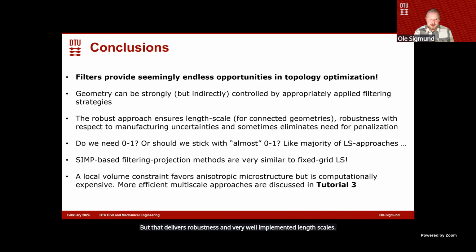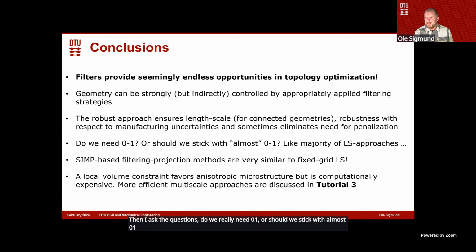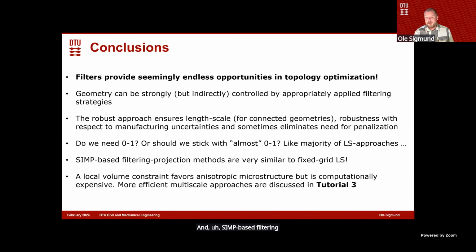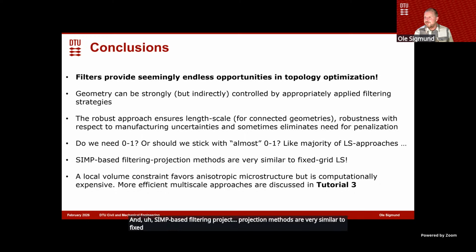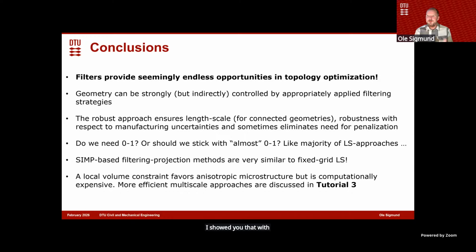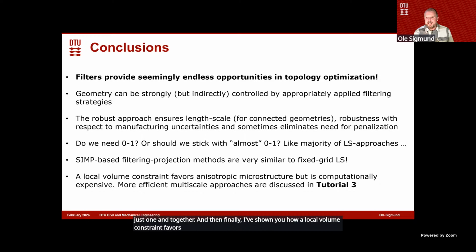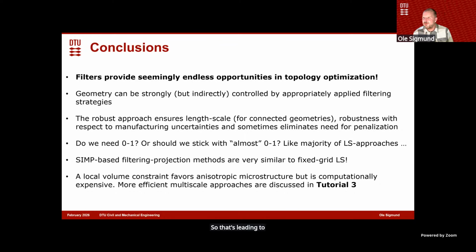Then I asked the question, do we really need 0,1, or should we stick with almost 0,1, like the majority of level set approaches on fixed grids? And SIMP-based filtering projection methods are very similar to fixed grid level set. I showed you that with the examples. So I think we should stop discussing differences or discrepancies between the two approaches. They are really just one and together. And then finally, I've shown you how a local volume constraint favors some anisotropic microstructures, but it's very expensive. So that's leading to the third tutorial on how to do efficient multi-scale approaches.